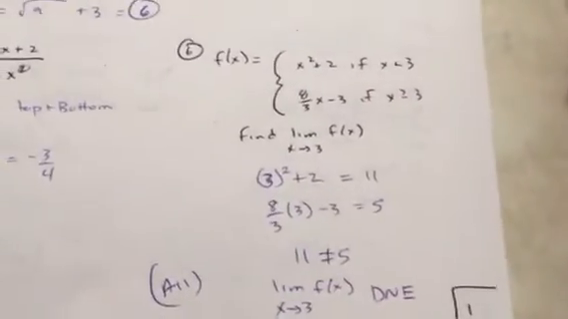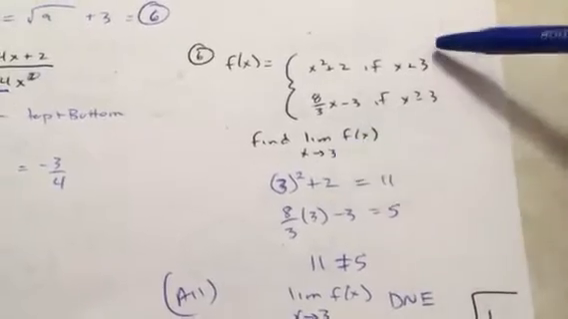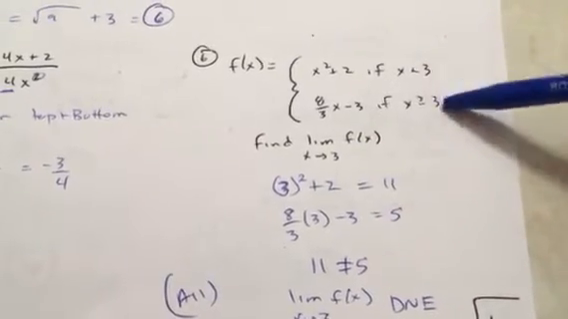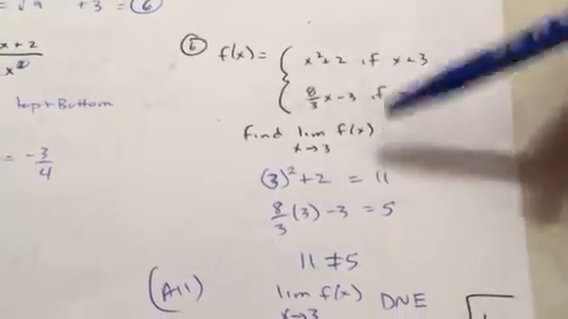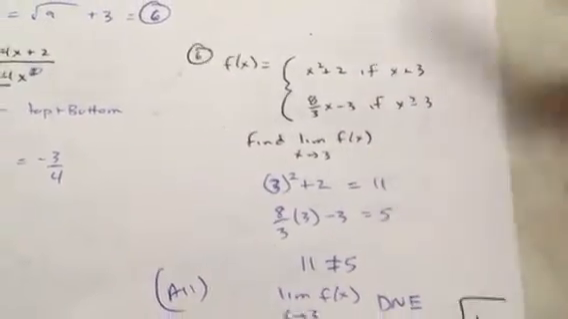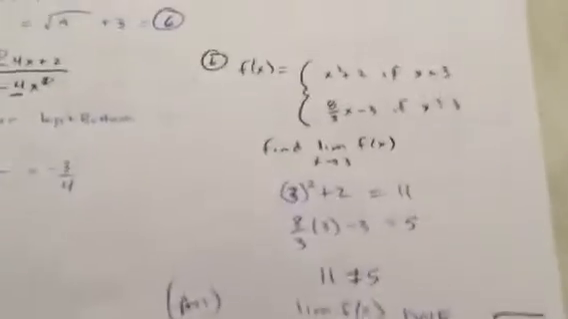On 6, guys, if I give you a piecewise function, especially the limit as x goes to 3, my transition point there, just simply plug 3 into that first equation, plug 3 into the second equation. If you get the same answer, then that's simply the limit. If you do not get the same answer, then the limit does not exist.